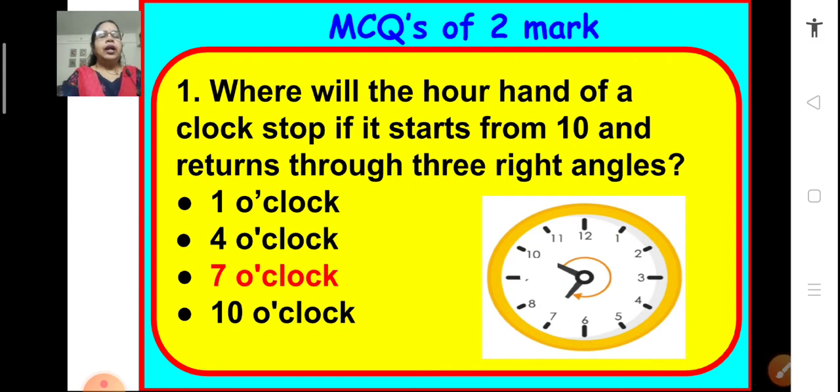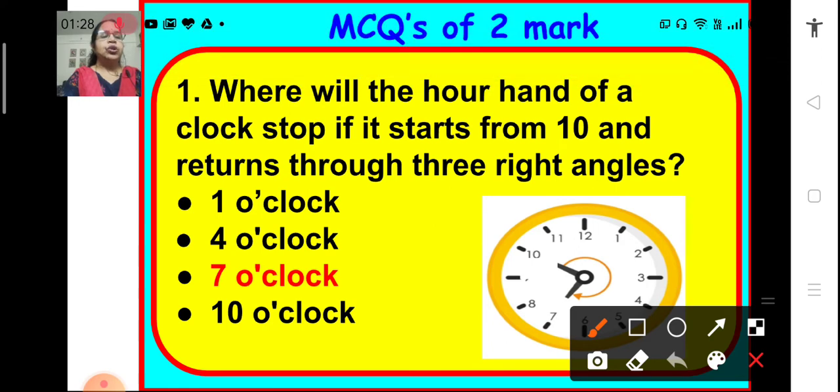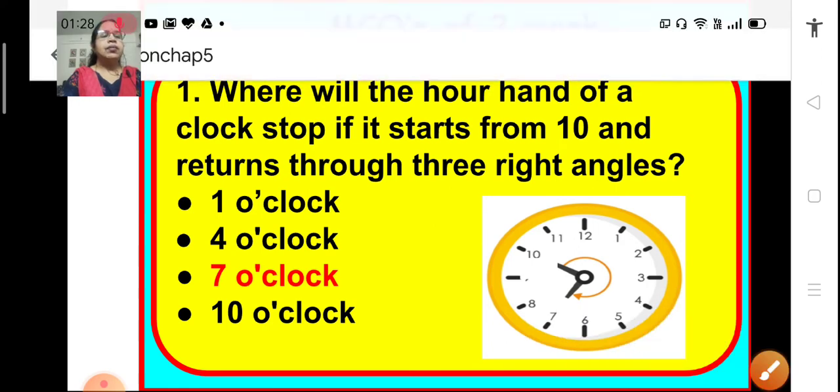Where will the hour hand of a clock stop if it starts from 10 and turns through 3 right angles? So if it starts at 10 and goes through 3 right angles, where will it reach? It will reach 7 o'clock. It will turn through 3 right angles, so it will reach 7.